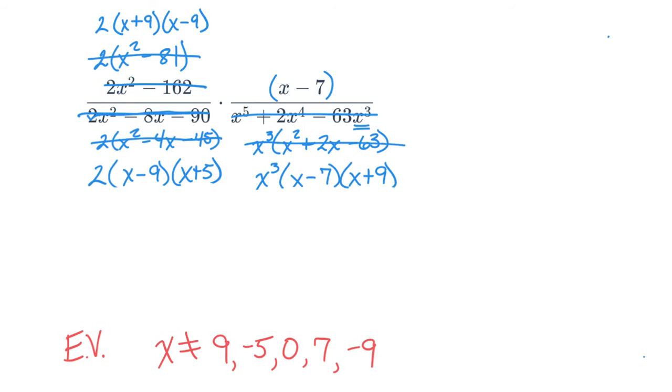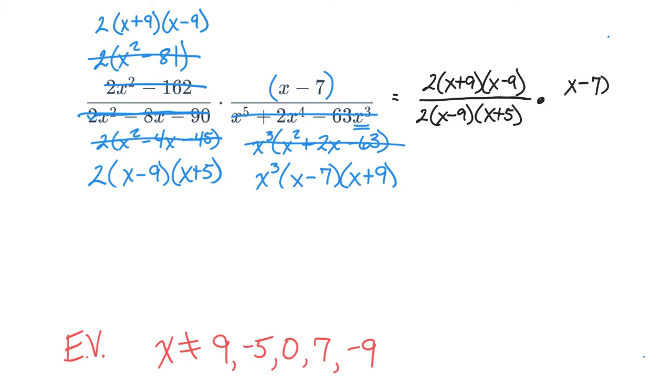So my numerator is now 2, x plus 9, x minus 9. My denominator from the first little series there is 2, x minus 9, x plus 5. The other side is just simply x minus 7. I would suggest to some of you, make sure you keep that in parentheses. It keeps you from making a few mistakes. x minus 7 times x plus 9.